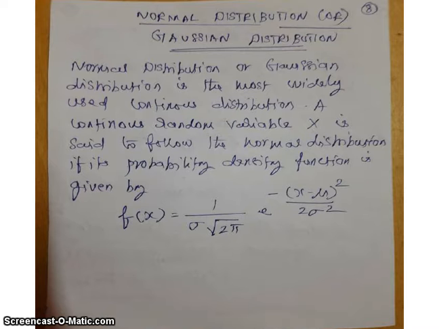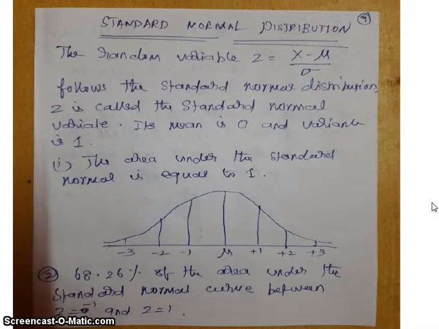A continuous random variable x is said to follow the normal distribution if its probability density function is given by f of x is equal to 1 divided by sigma into the square root of 2 pi, into e to the power of minus (x minus mu) whole square divided by 2 sigma square. So this is the definition for normal distribution.